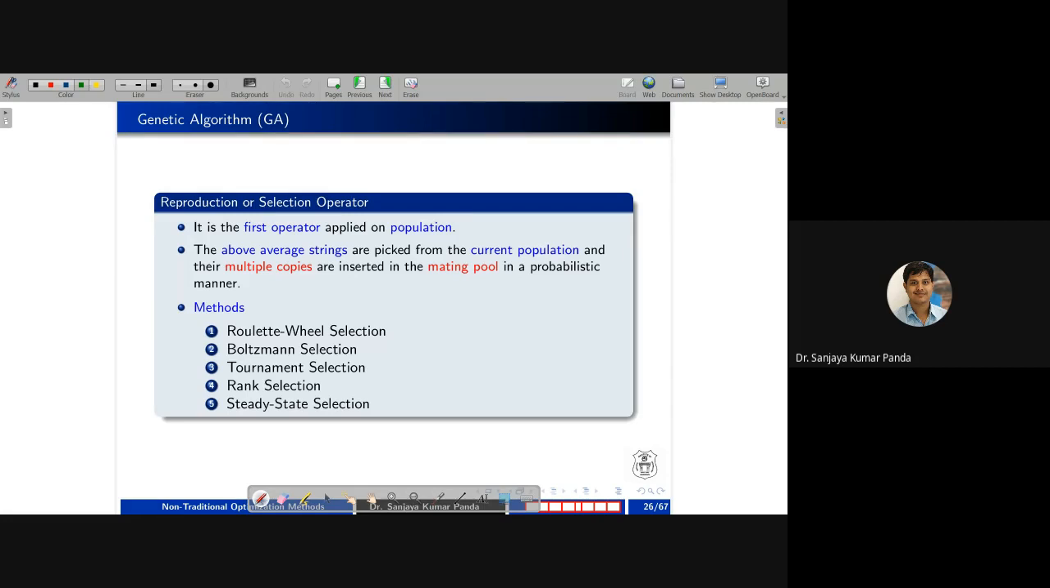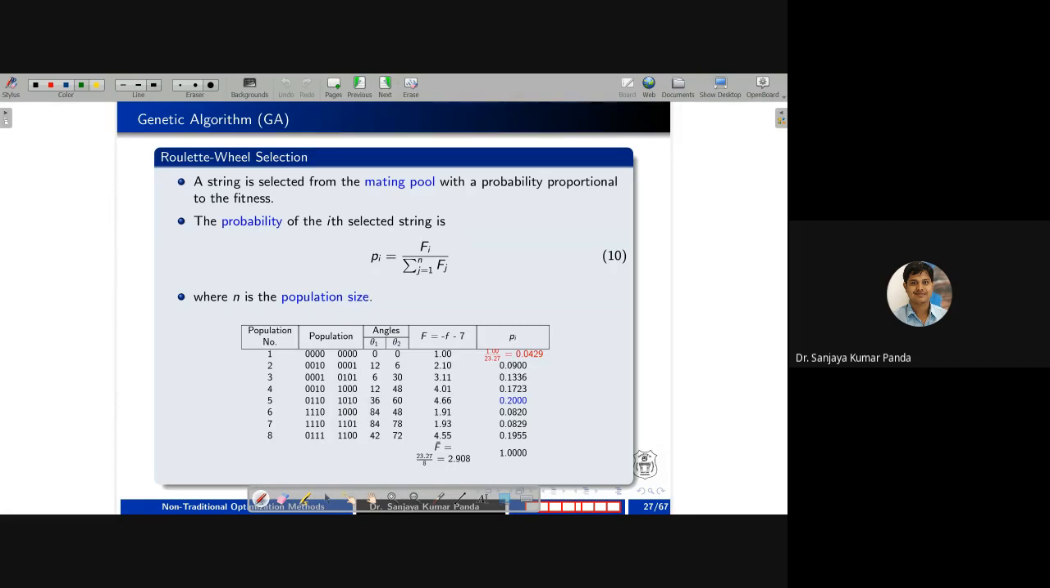There are different selection methods. We'll start with roulette wheel selection, then we'll see the rest of the methods, like tournament selection, rank selection, or elitism. If you go for roulette wheel selection, there is a wheel with a marker. You have to spin the wheel to know which population you are going to select from the mating pool. That depends upon spinning a particular wheel. So a string is selected from the mating pool with a probability proportional to its fitness.